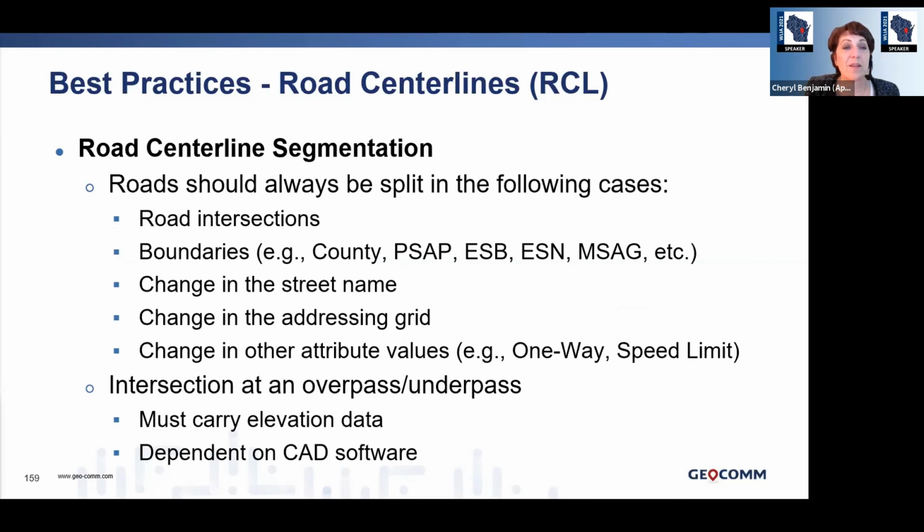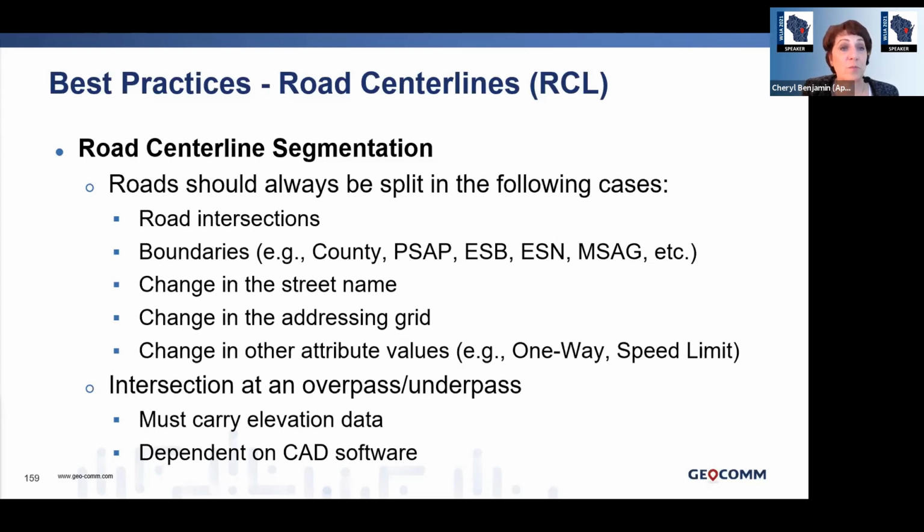As far as segmentation, we identified many cases when you want to make sure that your road center lines are split. So if you have a road crossing another road and it's truly an at-grade crossing, you want to have it broken there. You also want to have it broken at your boundaries: your counties, your PSAPs, emergency service boundaries, MSAG, etc. And also if you're maintaining some of those other optional boundaries in your data, such as the unincorporated community, your neighborhood community, or even your postal boundaries, you need to make sure you show those breaks.